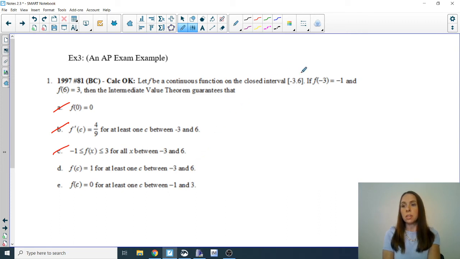What are the x-coordinates of the endpoints? Right here. -3 and 6. Right here. Okay, and so that is why D is our correct answer. E is not. These are the y-coordinates. Okay, yes, we need the y value falling in between -1 and 3. It does. But the c value falls in between -3 and 6. Okay, so again, that's just sort of showing fully what the intermediate value theorem is. This is the hypotheses of the intermediate value theorem. This would be a conclusion.